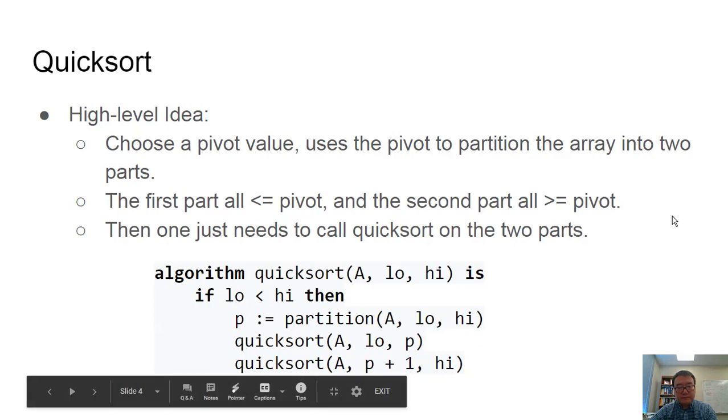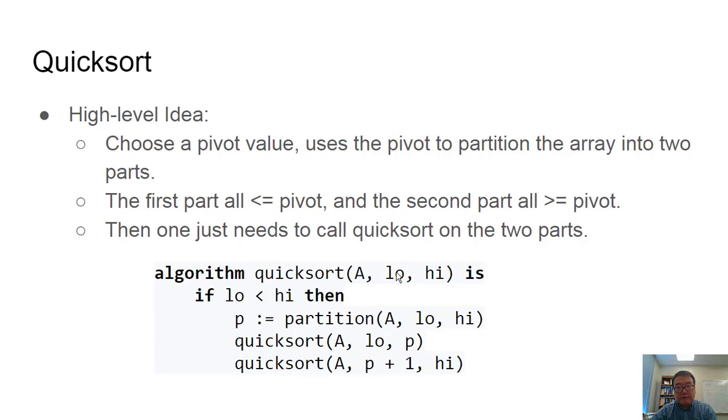So this is a pseudocode for quicksort. If we are sorting array A from position low to position high, and when low is greater than or equal to high, so in fact, if we are sorting an array of one element, low will be equal to high, then we'll directly return because an array of one element is already sorted, so we don't need to do anything.